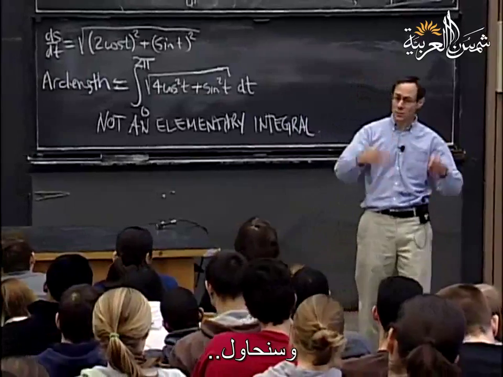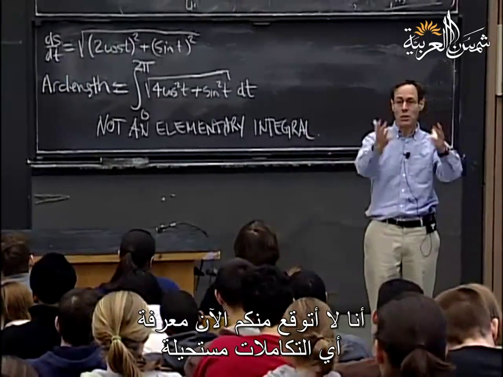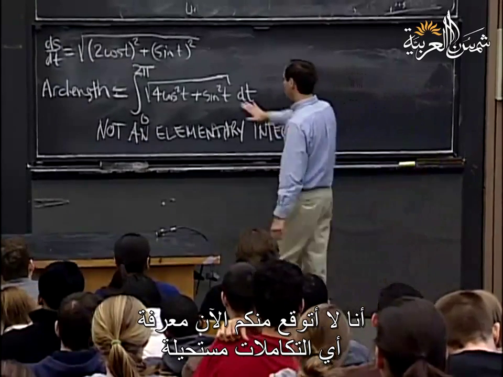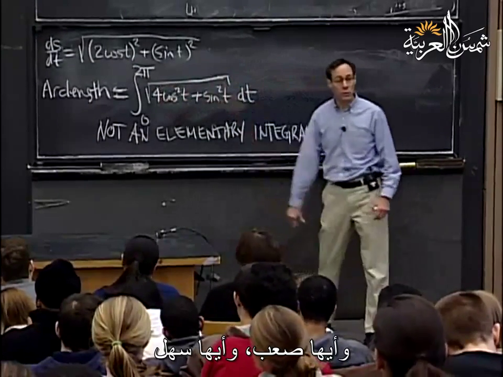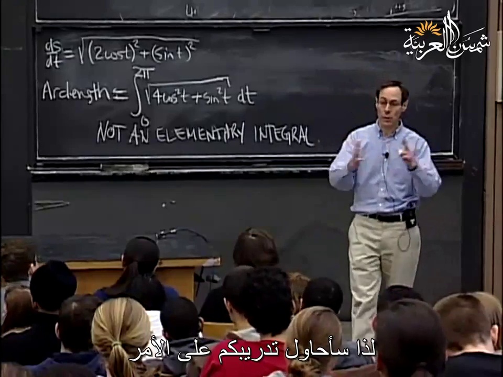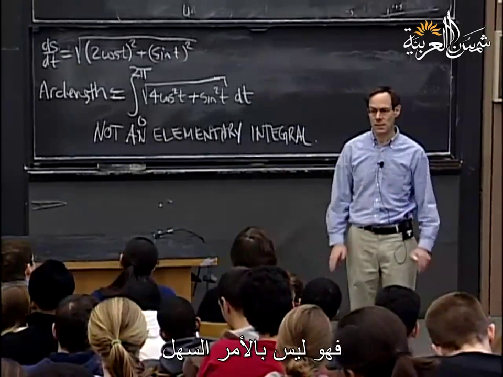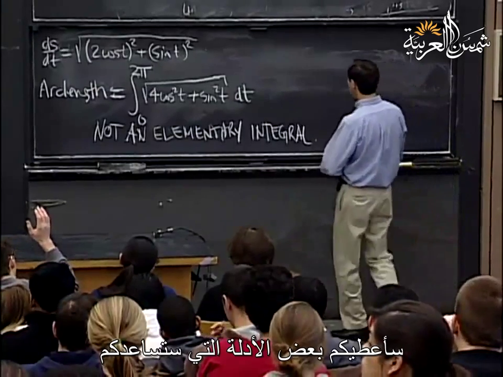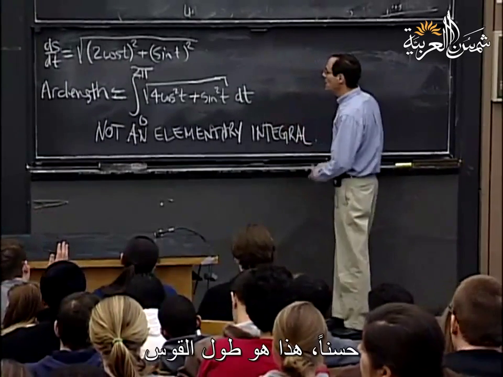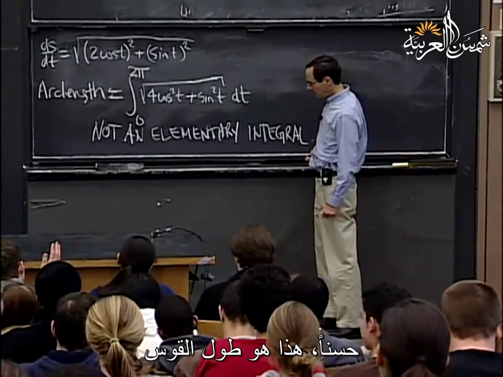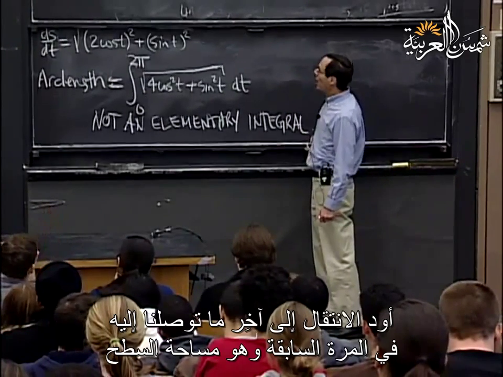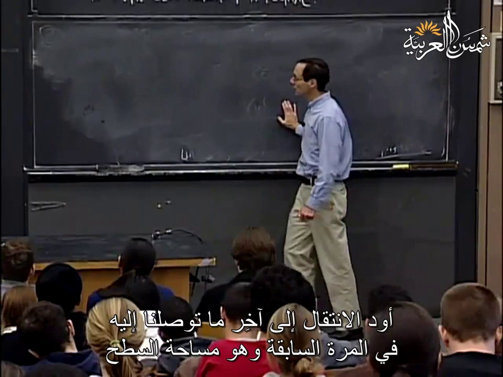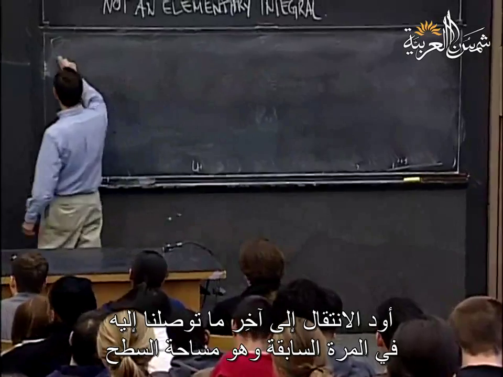All right, and I don't expect you to know already which integrals are impossible, which ones are hard and which ones are easy. So we'll try to coach you through when you face these things. It's not so easy to decide. I'll give you a few clues. So this is the arc length. Now I want to move on to the last type of thing that we did last time, which is the surface area.